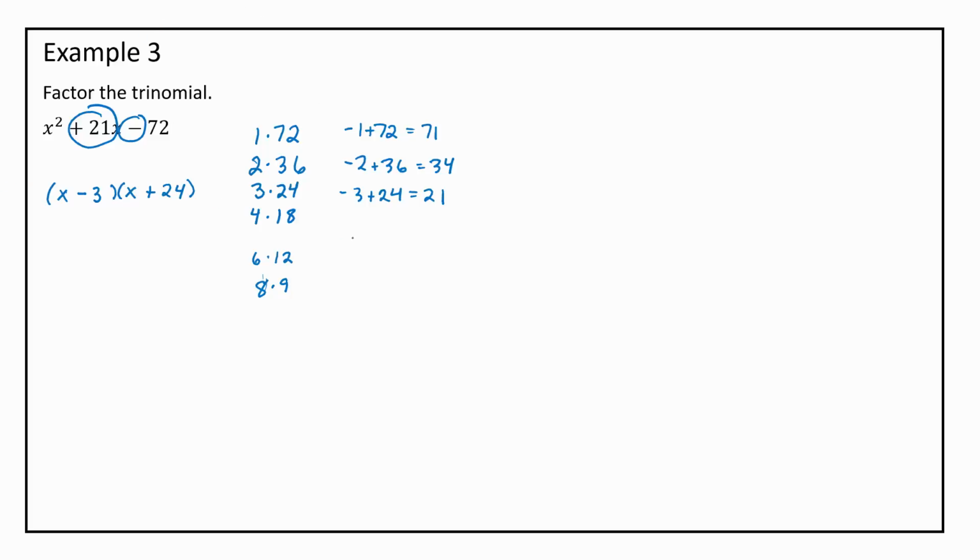So you have to be able to think through this idea of, do I want the 3 to be negative, or do I want the 24 to be negative? Which of these gives me a positive like I want? It's the one that I have the bigger number being positive. So this right here is our answer for example 3.